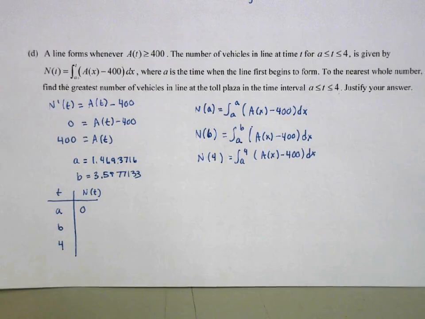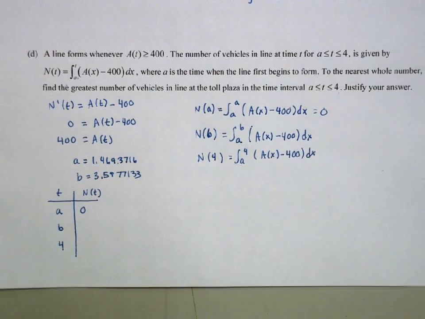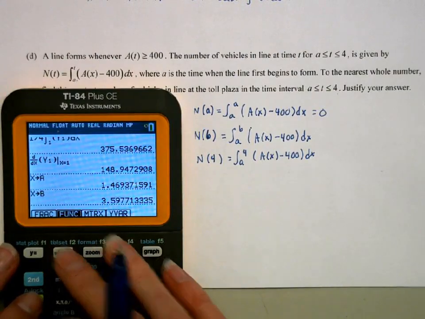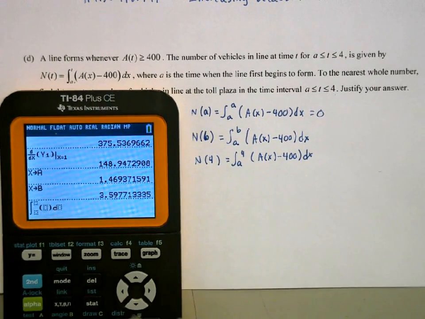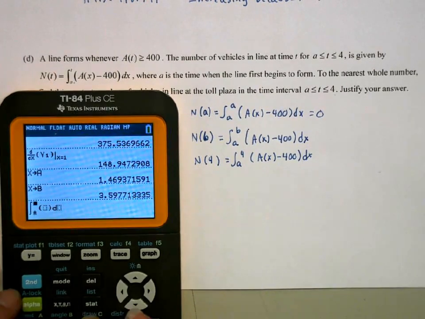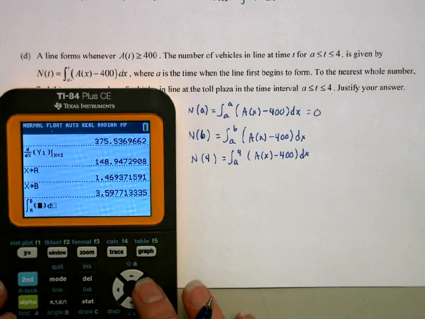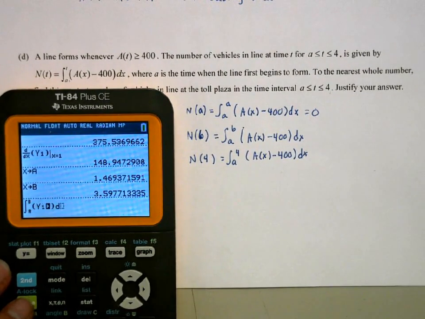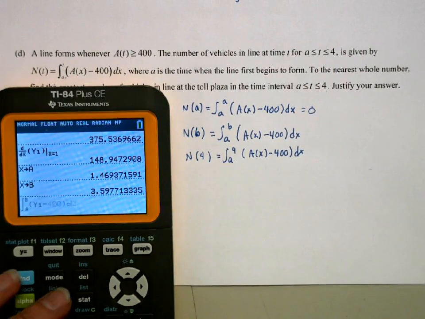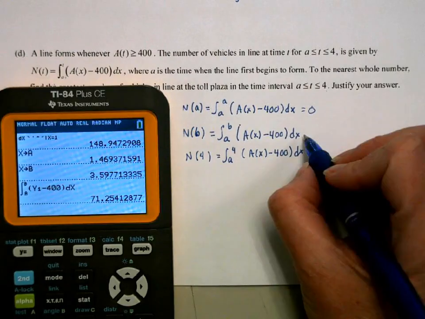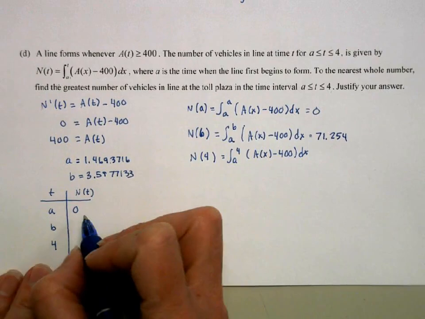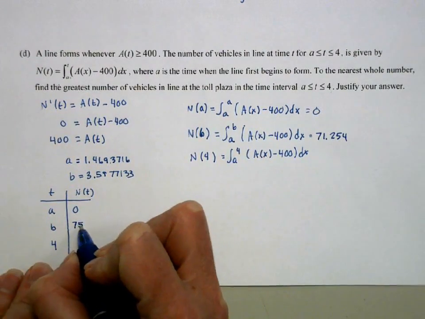We'll go ahead and calculate the other 2. So we've got the integral from, literally we're going to type in the letter a because that's where I stored it, to b, because that's where I stored that, of my y1 minus 400. Okay, and this gives me 71.254. Go ahead and put that in my chart. 71.